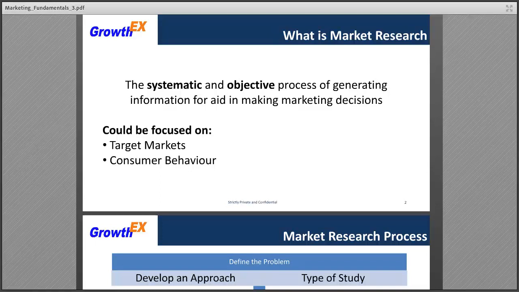So I can broadly classify the focus of market research in two categories. One is the target market, one is the consumer behavior. Both have their own different purposes, and depending upon the purpose, we will arrive at the steps required to do the market research to achieve the objective in hand, and then move to the execution of market research.